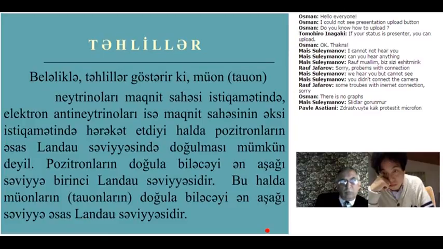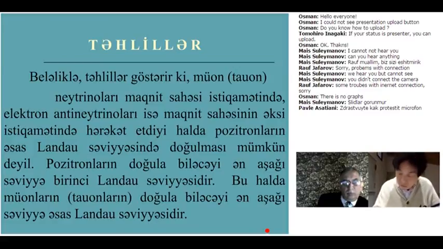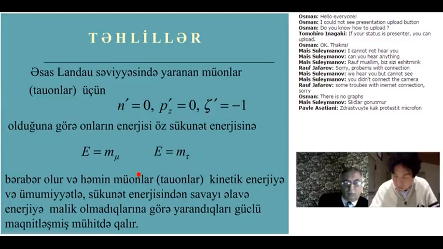Next one, please. It means that the production of positrons on the ground Landau level is impossible, it is prohibited. The lowest Landau level where muons or tau leptons can be produced is the ground Landau level. But for the positrons, the lowest level is the first Landau level. Next one, please.